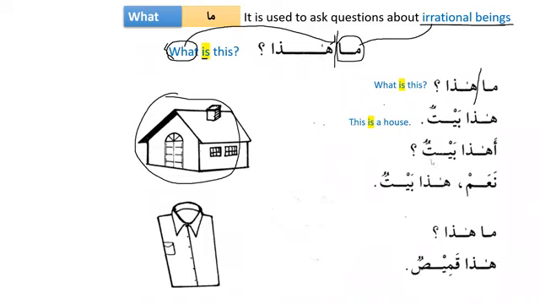Now we have the second question that starts with hamzatul istifham. Ahadha baytun? Is this a house? Now this is a question we are asking using hamzatul istifham, and the answer has to be yes or no, because it is a yes-no question. So you will say na'am, hadha baytun. Yes, this is a house. Ma hadha. Now we can see in this picture, ma hadha, what is this? And the answer is hadha qamisun. This is a shirt.